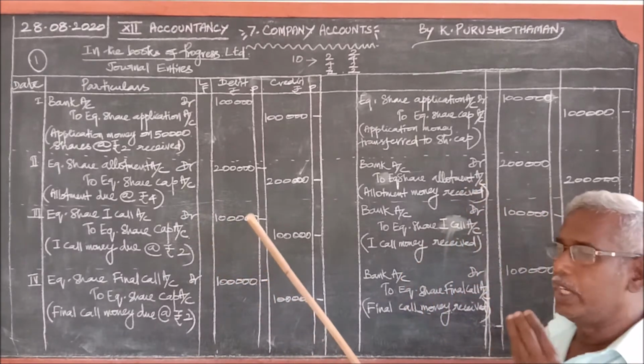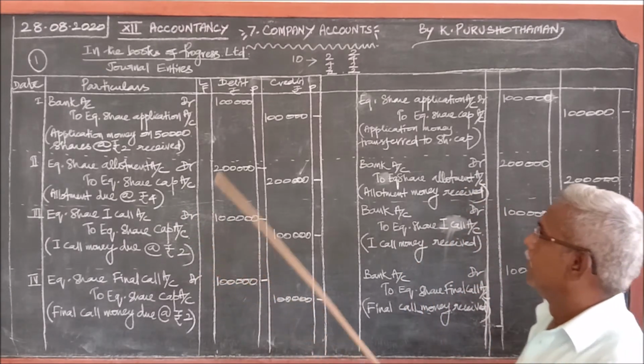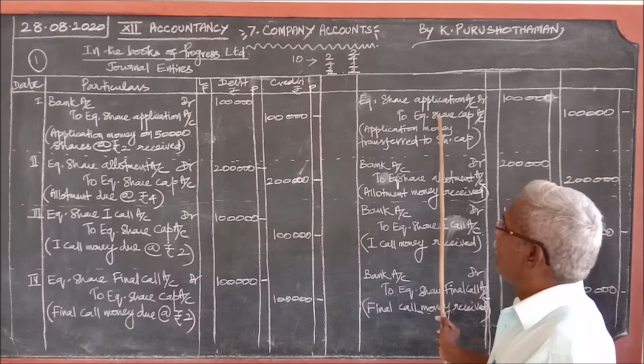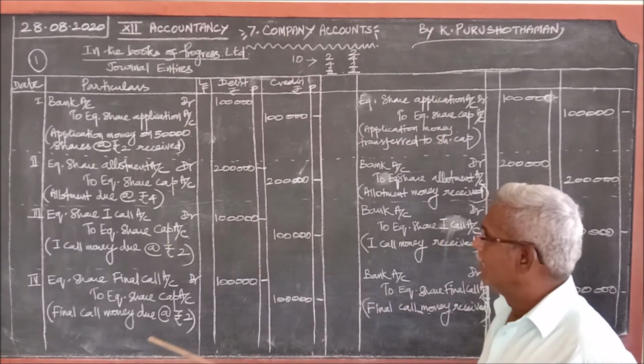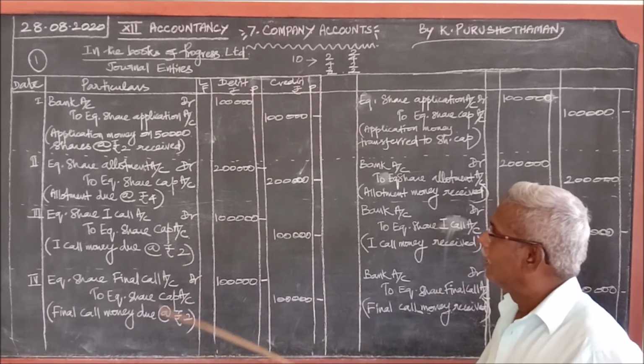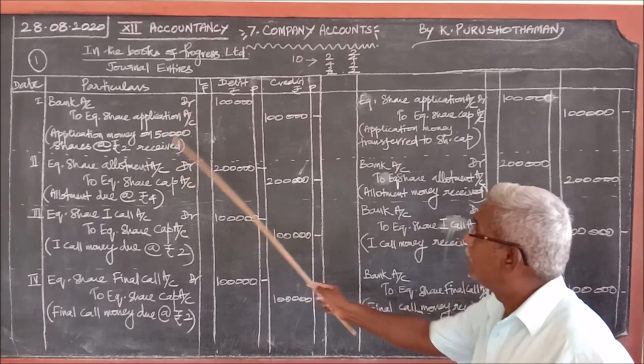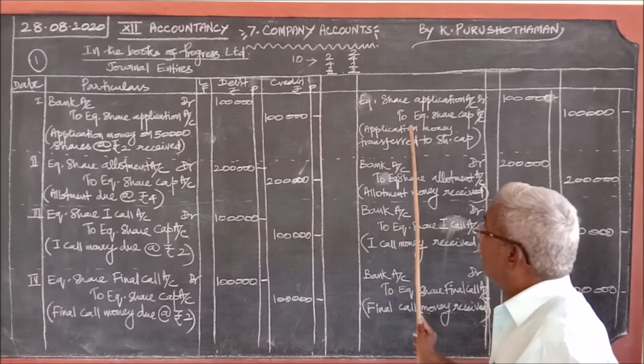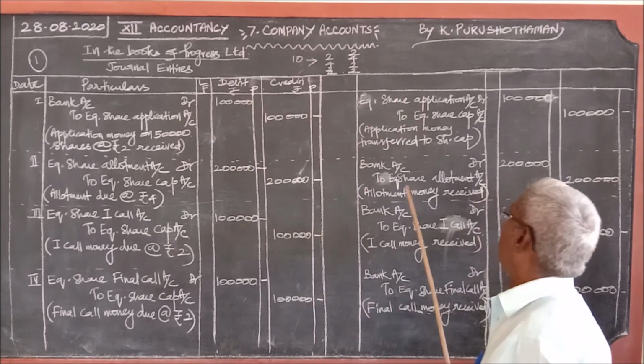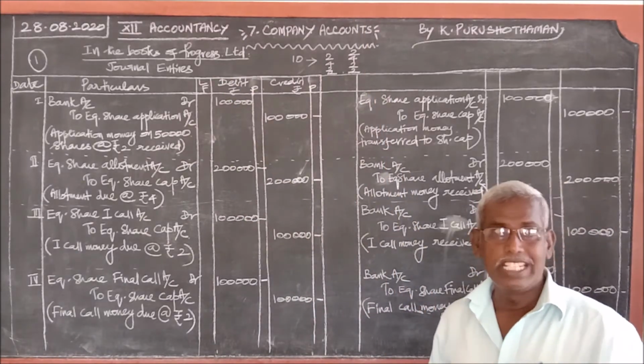What is it? You can notice it. Here is the first journal entry, and the second journal entry for the application stage. Whereas for allotment, first call and final call, these two will change places. This will come here, this will come here. That is the main difference.